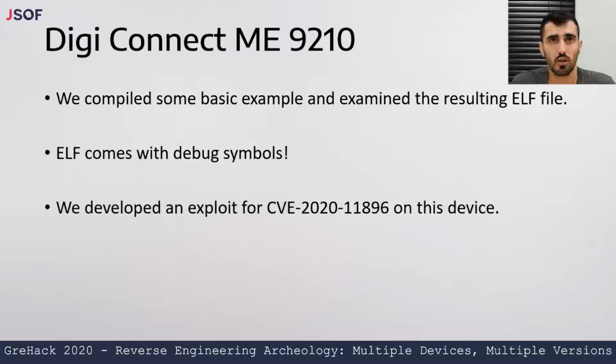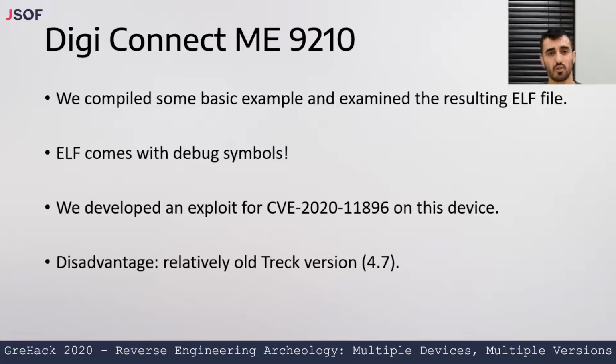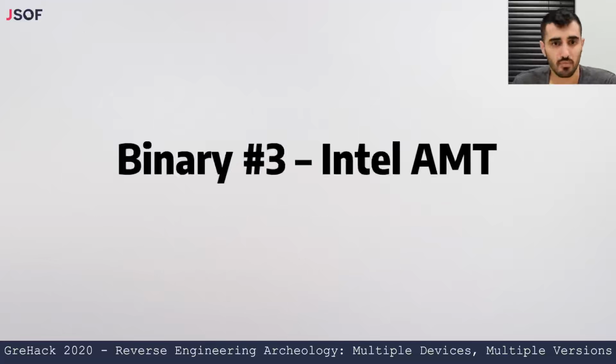We also developed an exploit for the previously found vulnerabilities, the vulnerability that we found in the demo. And the disadvantage of using this device is that we found that it uses a relatively old Treck version. So we wanted to find at this point if the vulnerability affects the most recent Treck version. So we looked for another data point, another binary.